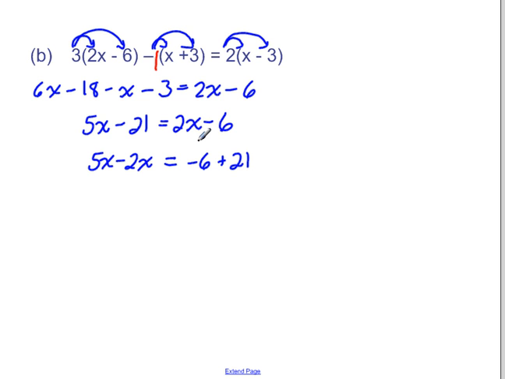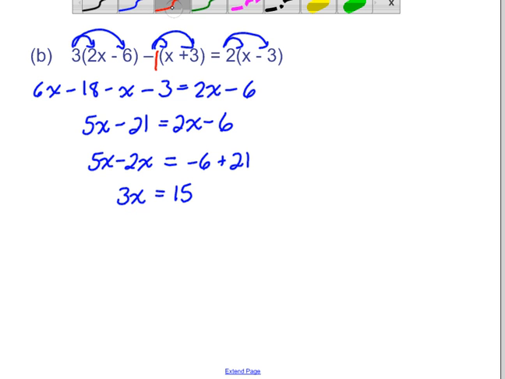If you prefer, you can show that in the other way. Again, it doesn't matter how you show your work as long as you show your work. And there's a couple of different options that you have. Once we've moved our letters to the left and our numbers to the right, we can now simplify. 5x minus 2x is 3x. Negative 6 plus 21 is 15. We're going to divide both sides by what's with the letter, and we'll end up with x equals 5.